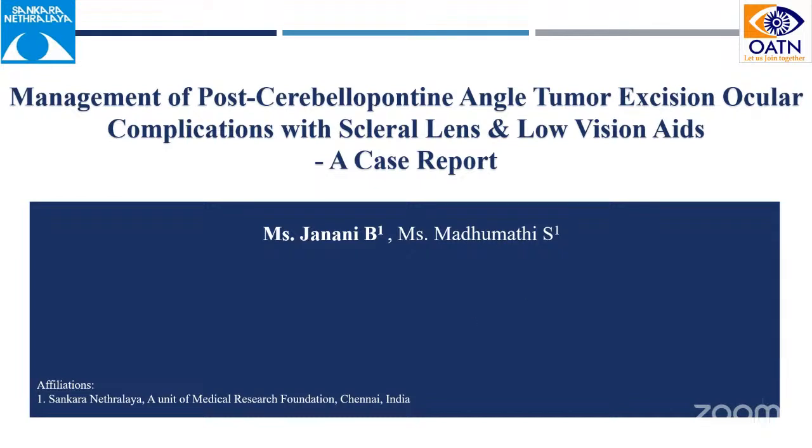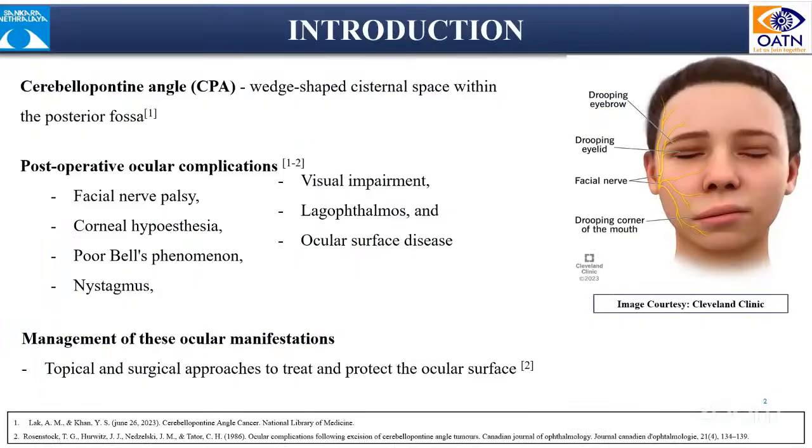Okay. So, good afternoon. I'm Janani, optometrist from Shankar Nethralaya, here with the case of management of post-cerebellopontine angle tumor excision ocular complications with scleral lenses and low vision aids. So CPA is a wedge-shaped cisternal space within the posterior fossa, and tumor excision in this region can lead to various ocular complications like facial nerve palsies and visual impairments. Studies have reported the efficacy of surgical and topical management for this condition, whereas this case report highlights the importance and the role of low vision aids and scleral lenses in rehabilitation.